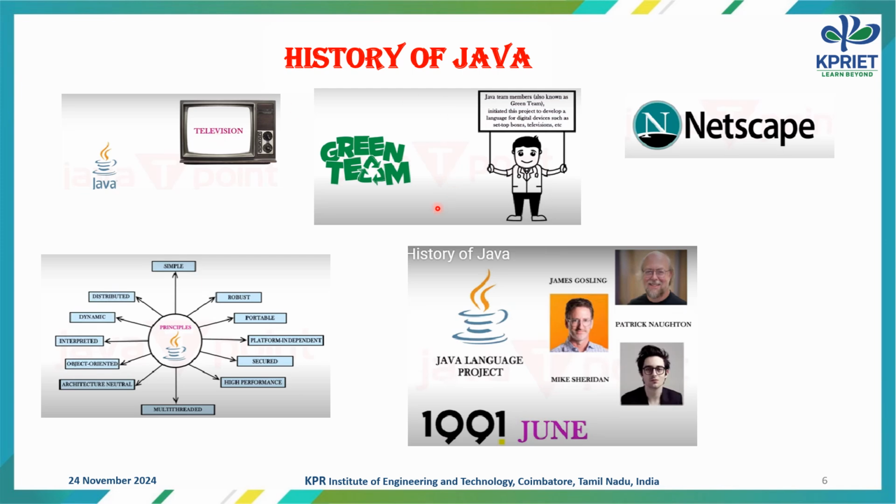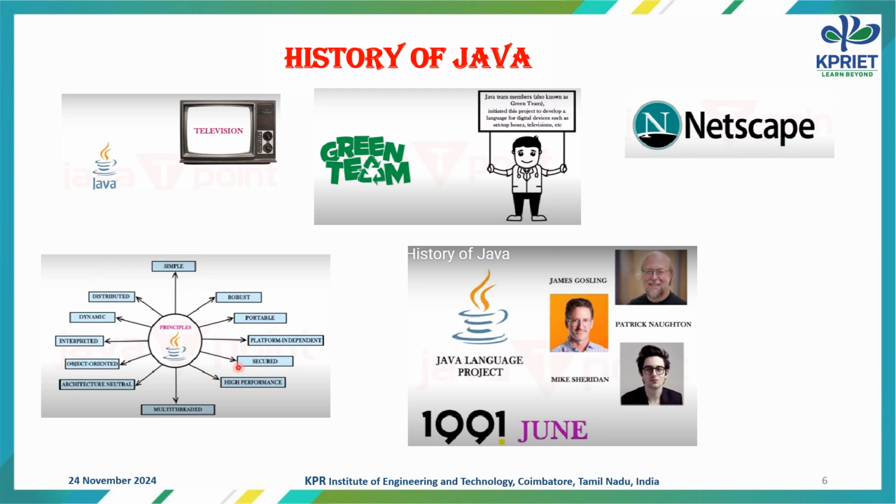Next, the history of Java starts with a green team. What is green team? The Java team members are called the green team. They initiated this Java project to develop a language for digital devices such as set-top boxes and televisions. But it was best suited for IP, that is internet programming, also at the time itself. Then later, Java was incorporated by a famous company called Netscape.